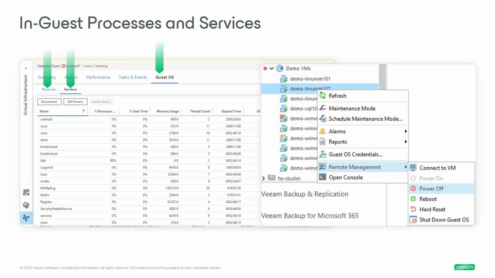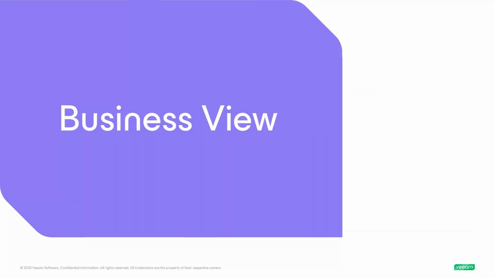Additionally, on the right image, which from the context of the application would be on the left side, if you were to choose an individual VM, you can also do remote management, which allows you to power it off, reboot it, power it on if it's already off, or hard reset if you must, or shut down guest host would probably be the way.